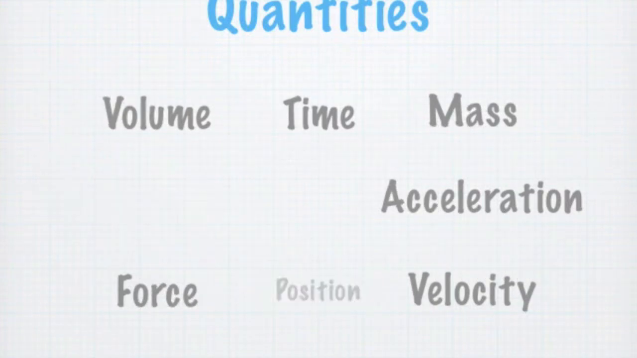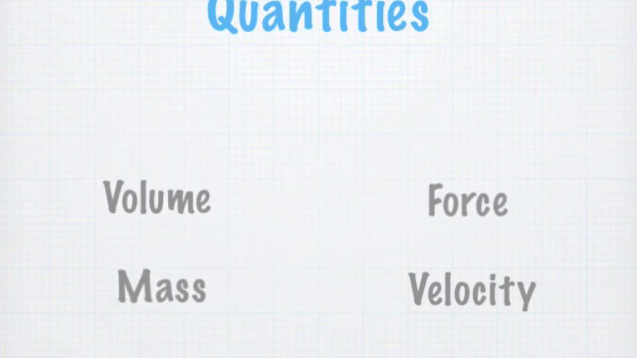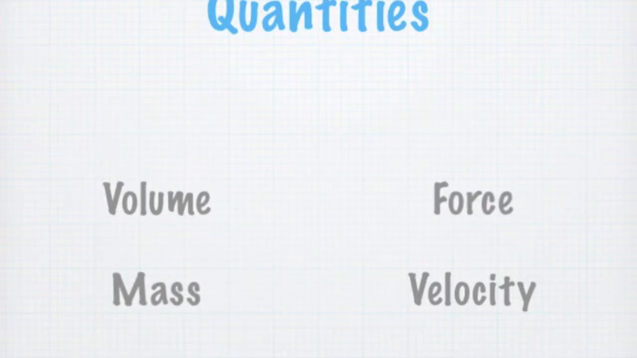Okay, let's look at just volume, mass, force, and velocity. And let's rearrange them. On the left, we have volume and mass. These are quantities that have magnitude or size only. The number associated with them describes a particular property of an object. We call quantities that have only magnitude or size scalars.